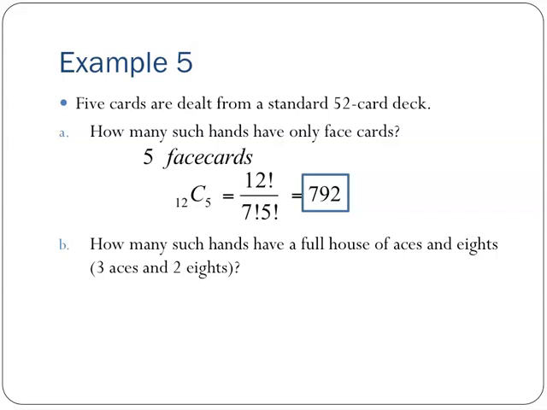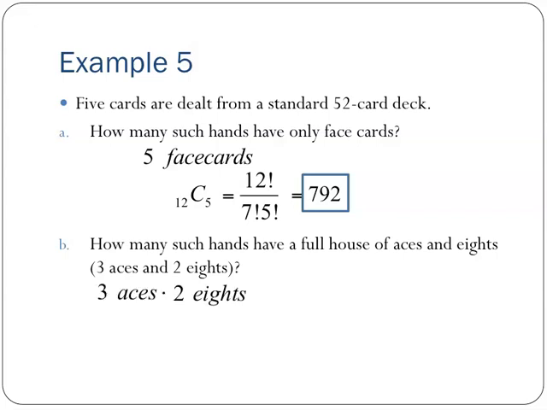How many such hands have a full house of aces and eights? A full house of aces and eights means you have 3 aces and 2 eights. So we want to figure out how many different hands we can come up with that are 3 aces and 2 eights. Let's write that down: we have 3 aces and 2 eights.